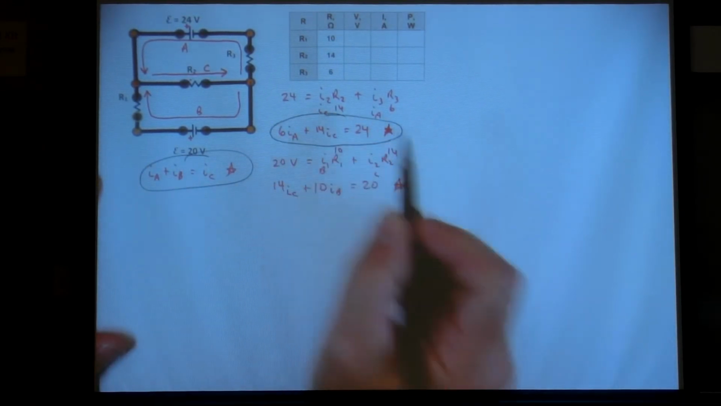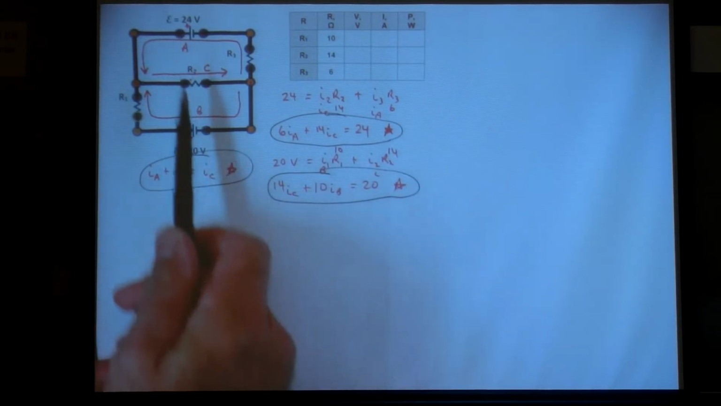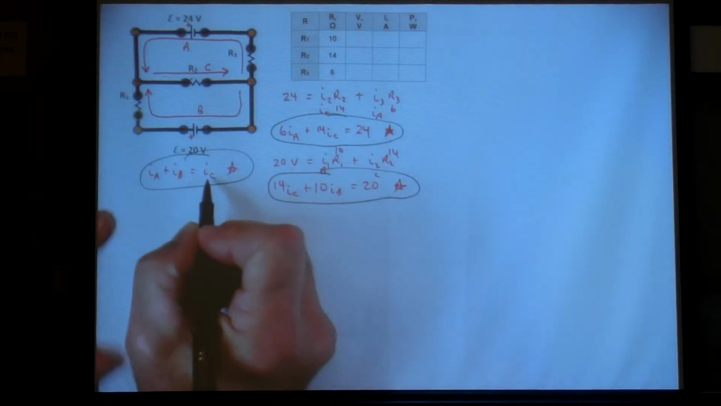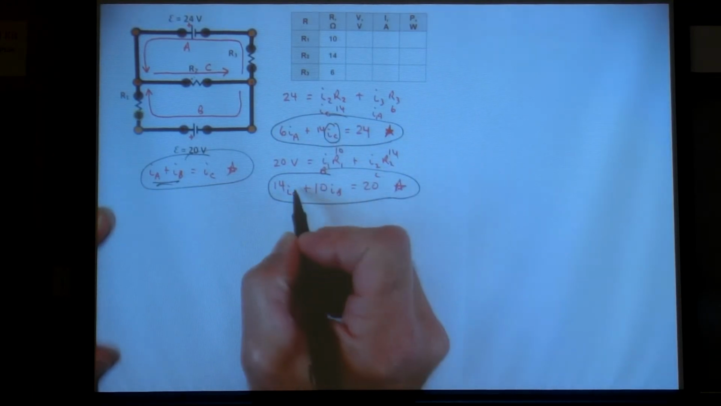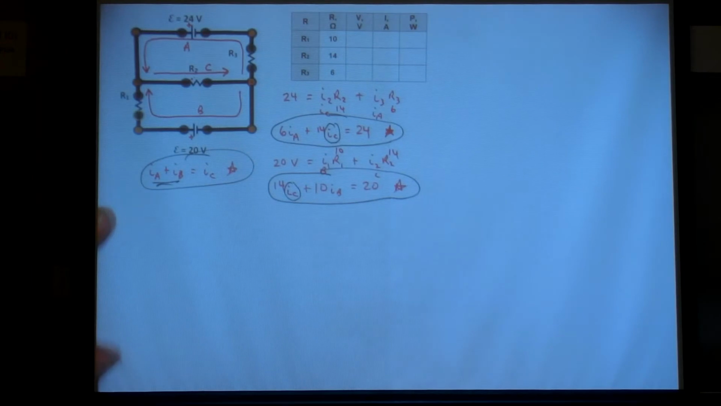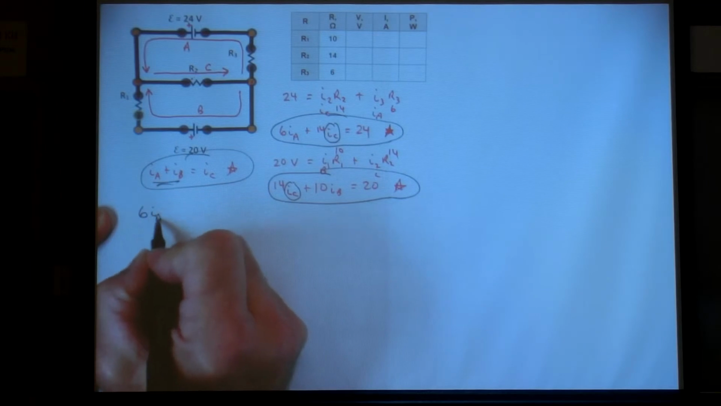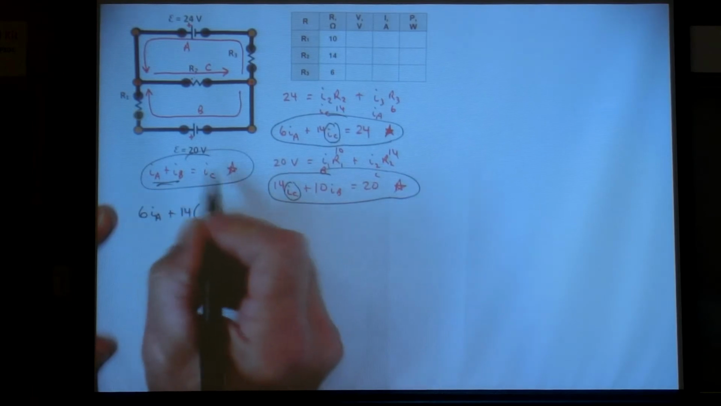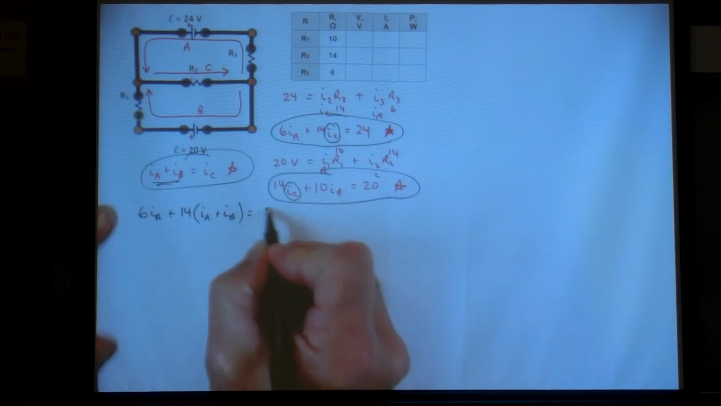We need as many equations as we have unknowns. We have three unknown currents, A, B, and C, and now we have three equations. So the rest of this is pure algebra. If IC is IA plus IB, we can substitute into these two equations. If we rewrite this equation, we get 6 times the current A plus 14 times the current C, which is IA plus IB. That's going to equal 24.